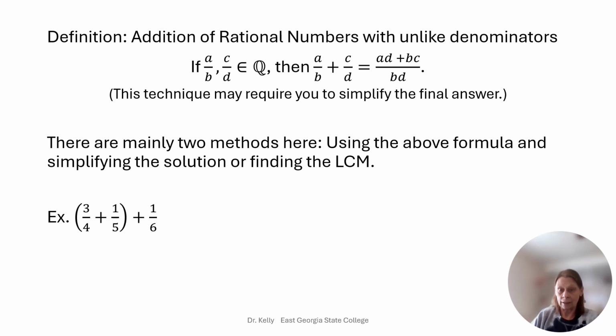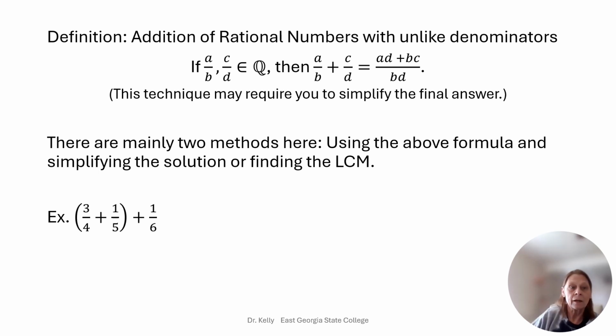So let's look at the formal definition of the addition of rational numbers with unlike denominators, okay? Now, this particular technique does require maybe an extra step to simplify the final remainder, but this works every time, okay? It says if you have two rational numbers, a over b and c over d, then a over b plus c over d is equal to a times d plus b times c all over b times d.